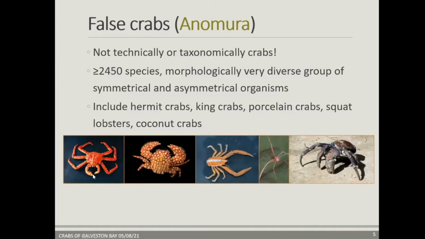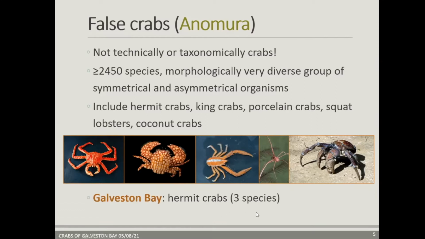And here's some pictures of them. There's a king crab, porcelain crab. These two are squat lobsters. And here's a coconut crab. And they sure do look like crabs. Especially the king crab looks just like a spider crab or some other kind of crab that you might call a true crab, but they're not.